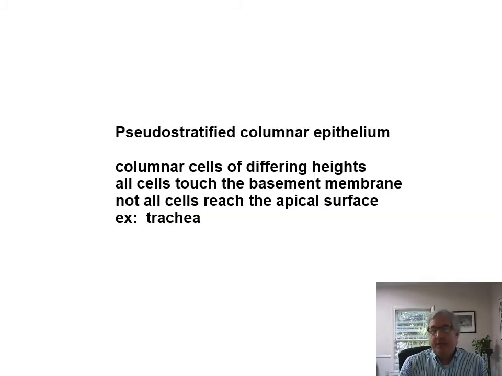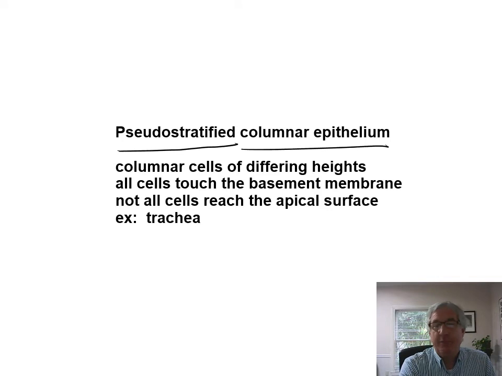The last epithelium we're going to talk about is the pseudostratified columnar epithelium. It's the last type. We talked about all the rest of them. So pseudostratified, falsely stratified columnar epithelium. Columnar cells are all differing heights.